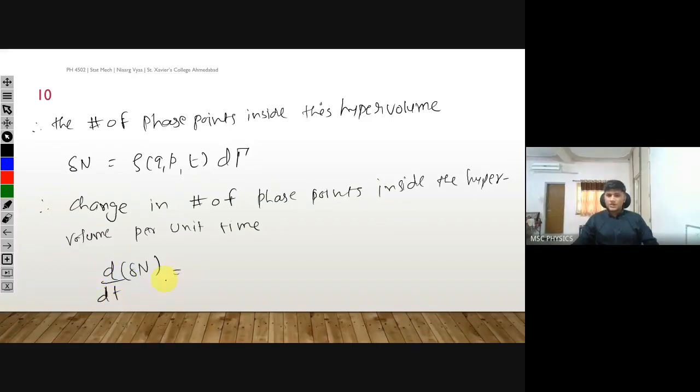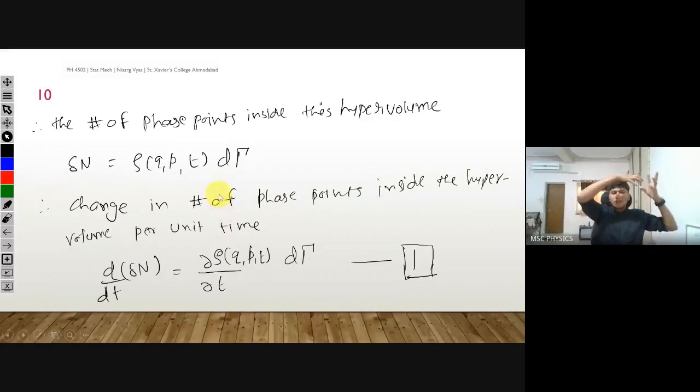So the change of this number divided by unit time, that means divided by dt, is equal to this. d gamma is stationary, it is not changing with time. So where will this derivative be applicable? It will be applicable on the rho, and since rho is a function of three things, but we want only the time derivative, we are applying a partial derivative. So del rho by del t of q, p, t, times d gamma, and let's name this equation number 1. It will be very helpful. So what does it tell me? If you consider a volume, then how much the number of molecules or number of phase points are changing per unit time.